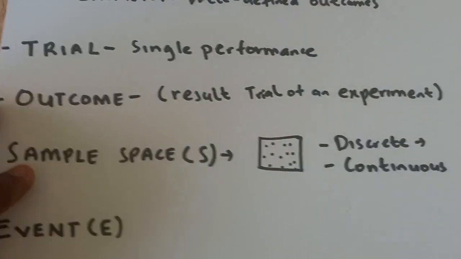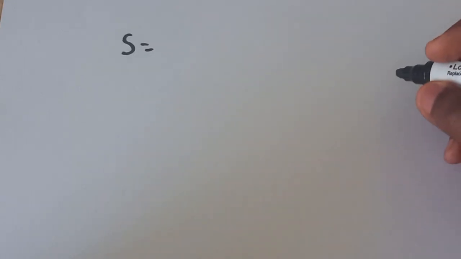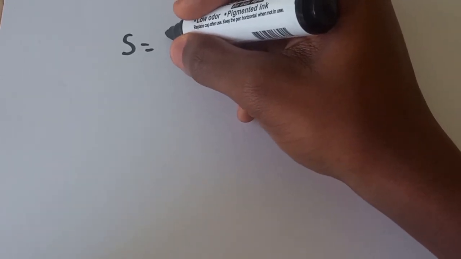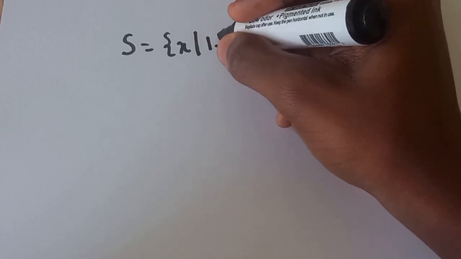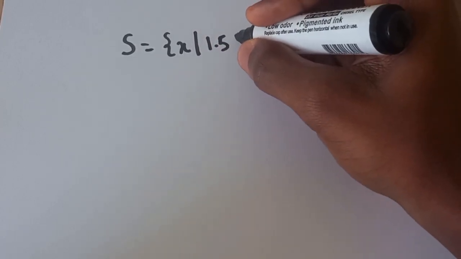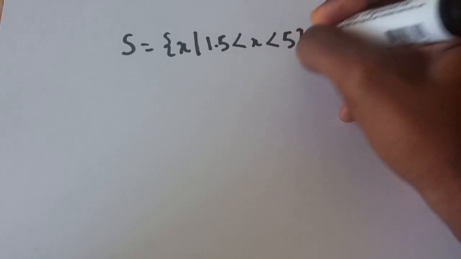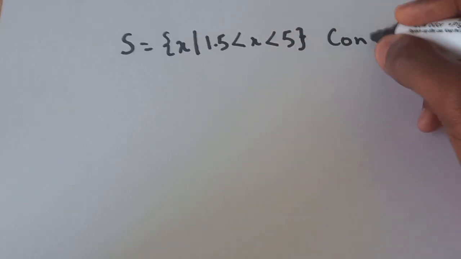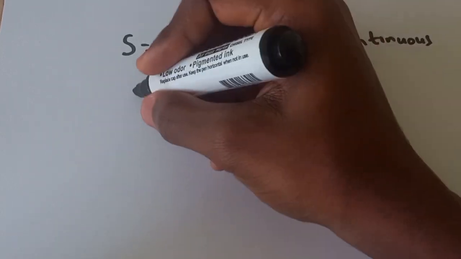Let's solve some examples. Let's say S is a sample space for a certain set. So we have X within the range of 1.5 and 5. This is a continuous sample space.